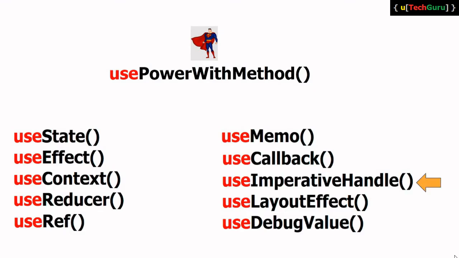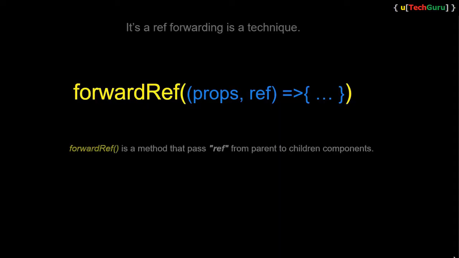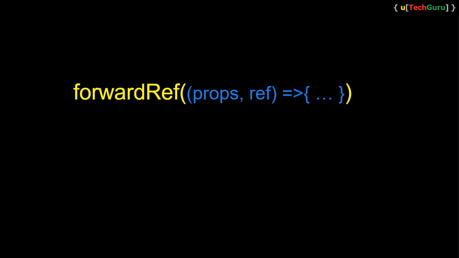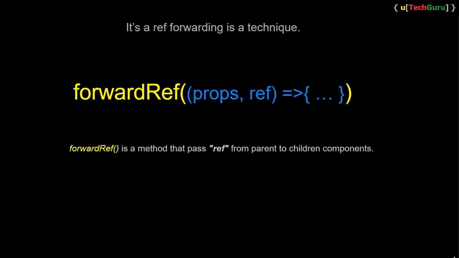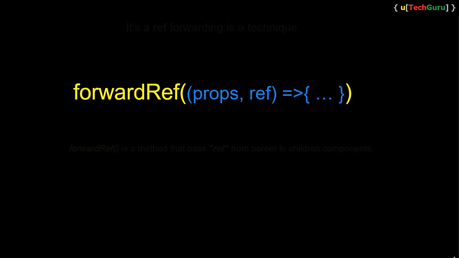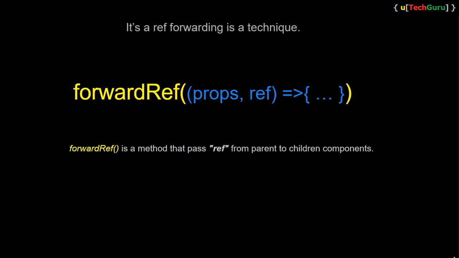Now let's move on to another hook, useImperativeHandle. To understand useImperativeHandle, you need to first understand the work of the function forwardRef. So what is forwardRef? In simple words, forwardRef is a method that allows parent components to pass down refs to their children. Let's see an example.